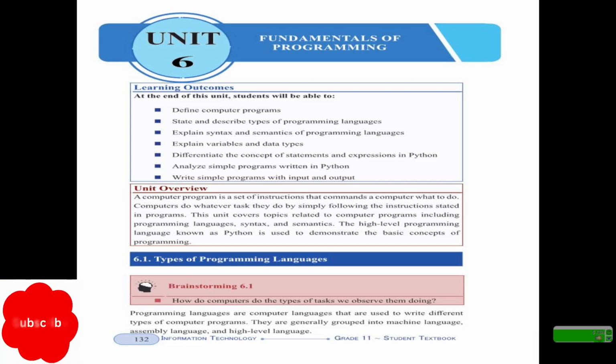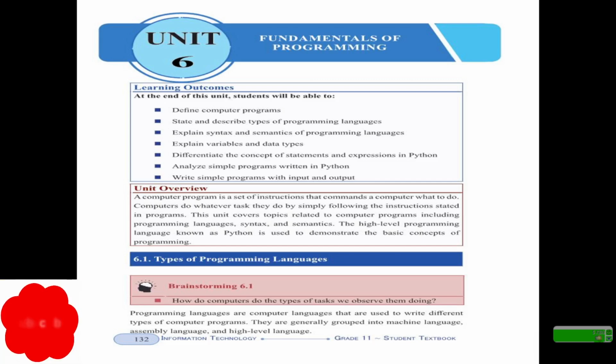A computer program is a set of instructions that commands a computer what to do. A computer is made of computer hardware and software. A computer cannot stand alone by itself with the help of hardware. It works by the help of software or a computer program, the set of instructions that commands a computer what to do.